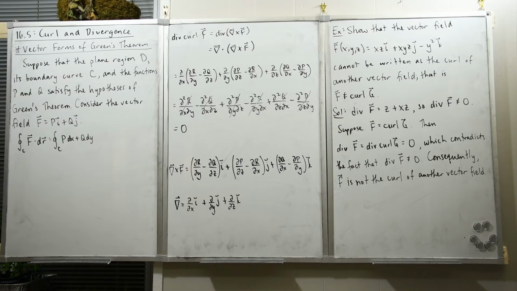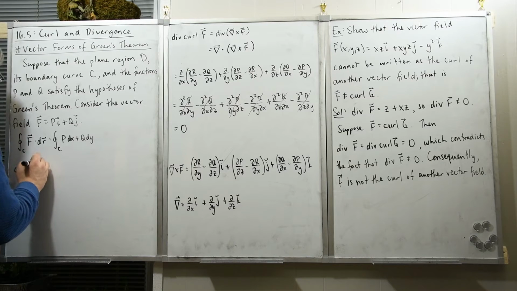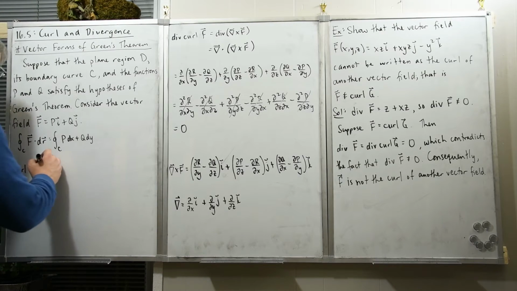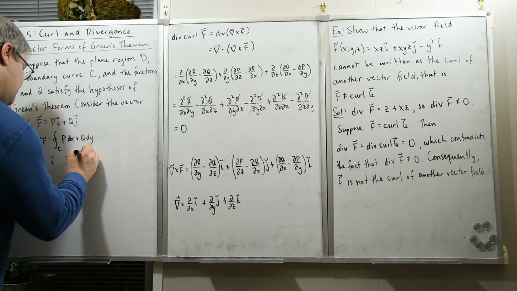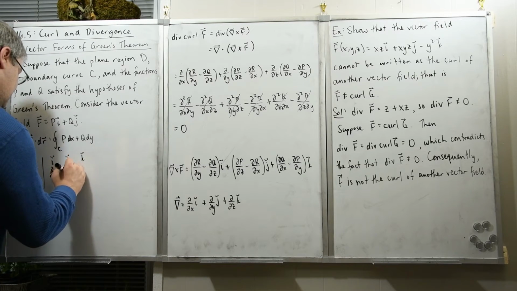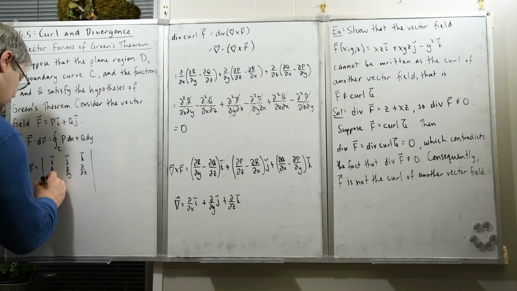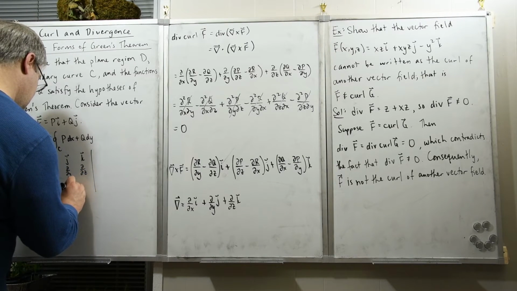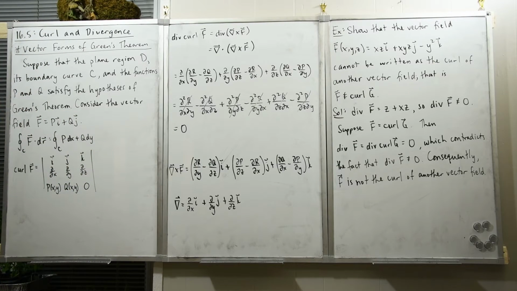But let's think about what would happen if we were to regard F as a vector field in 3-space, just with the k component being equal to 0. If we were to do that, then the curl of F is going to be the following. You'll have your i, j, and k along the top, the familiar middle row as well, and then P of x,y, Q of x,y, and 0 along the bottom.